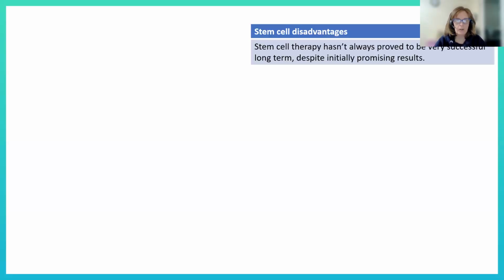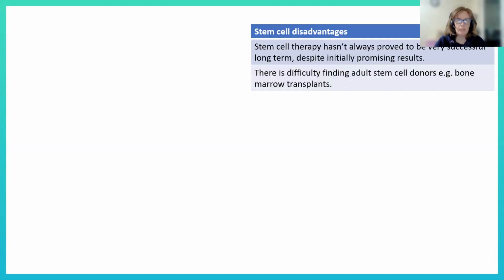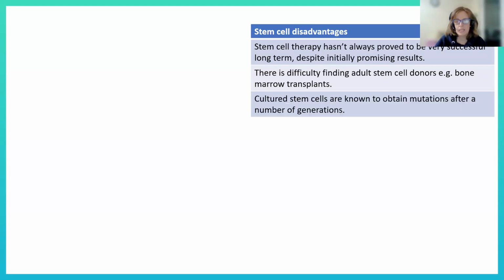However, stem cell therapy hasn't always been very successful long term. Normally when you use stem cells or tissue that's been produced using stem cells, you see up to about 5 years the results look really promising. But when you start to look at it longer term, it doesn't seem to be that successful, and we're not entirely sure why. And there is difficulty finding adult stem cell donors, for example, for things like bone marrow transplants. So it's not as easy as all that.